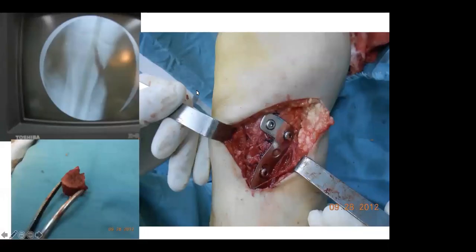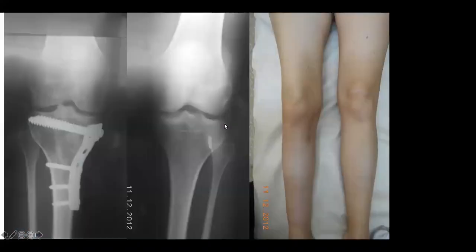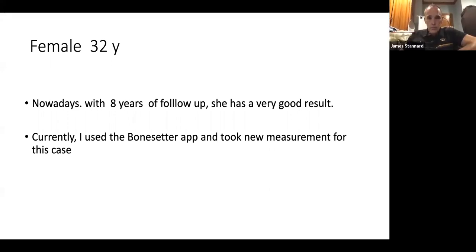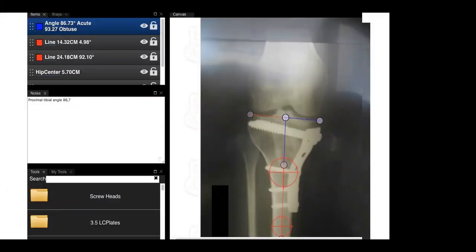So here's what was done. It looks like a tricortical piece of iliac crest placed into the opening of the medial osteotomy. And here are the clinical results. Now 8 years of follow-up, and he used the Bone Setter app to do new measurements for the case. So I think some of the stuff that we're using to teach everyone, they're starting to do. And so here's his Bone Setter looking at the results of the case.